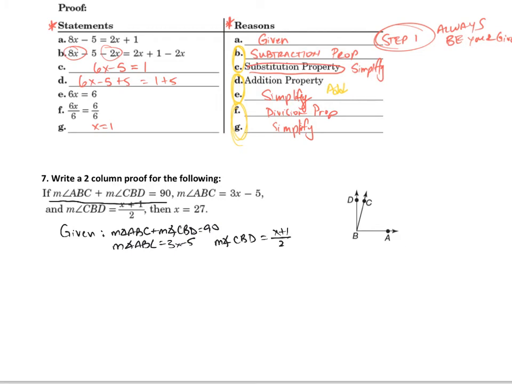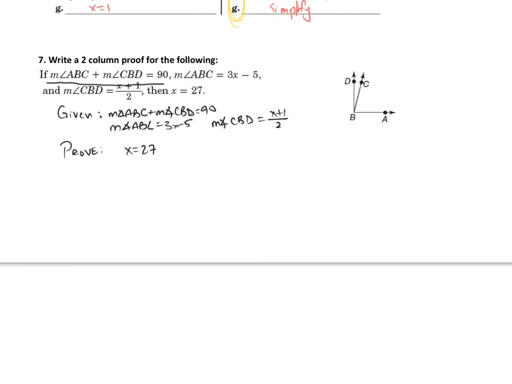What you have to prove is x equals 27. Okay? So that was all of our givens up here. So I'm going to make my t-chart, and I'm going to put in my statements, and then I'm going to put in my reasons. And let's see what we got.